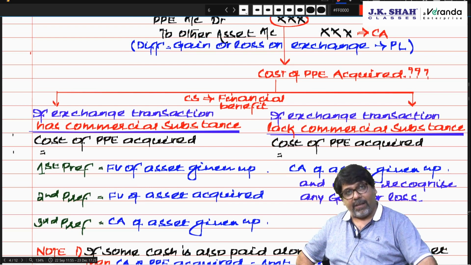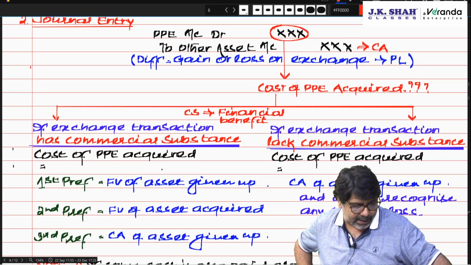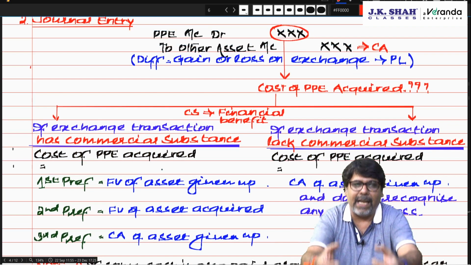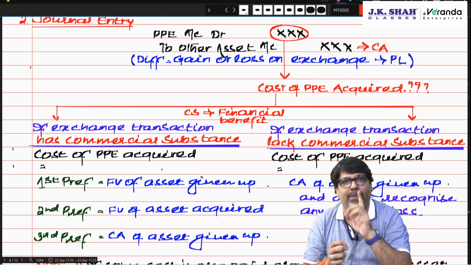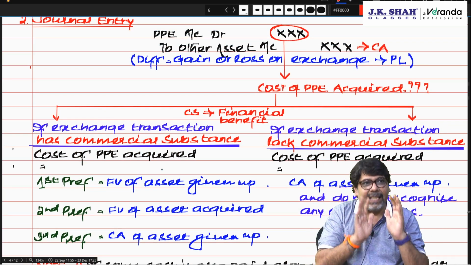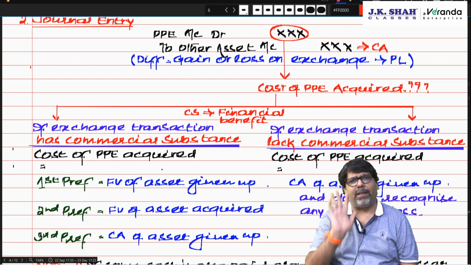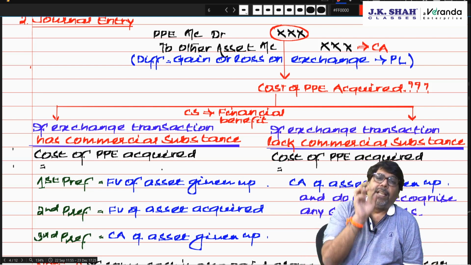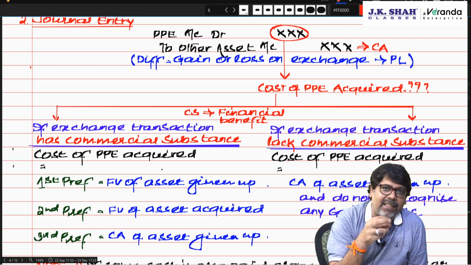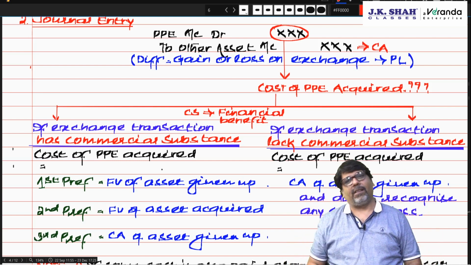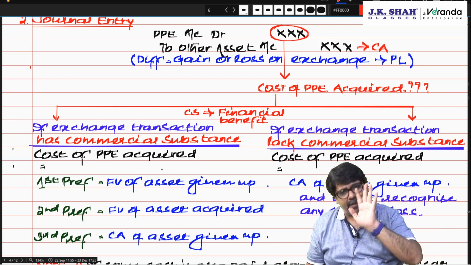Now chartered, there is a catch here. Did you understand this much? Yes. When I am giving one asset and I am taking one asset, we need to check one thing, that does there exist a commercial substance? Sir, what is commercial substance? Relax. When we are doing exchange transaction, what we are supposed to check? Sir, whether there is a commercial substance or not. What is commercial substance? Wait.